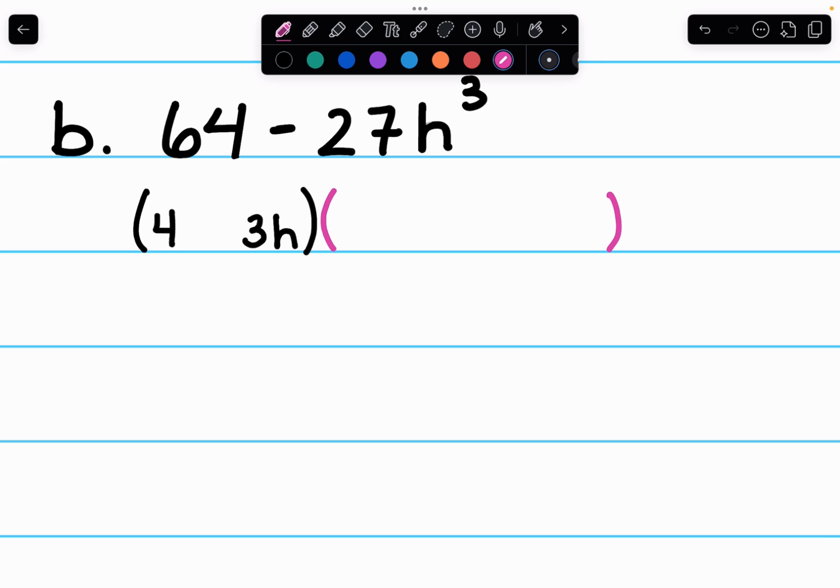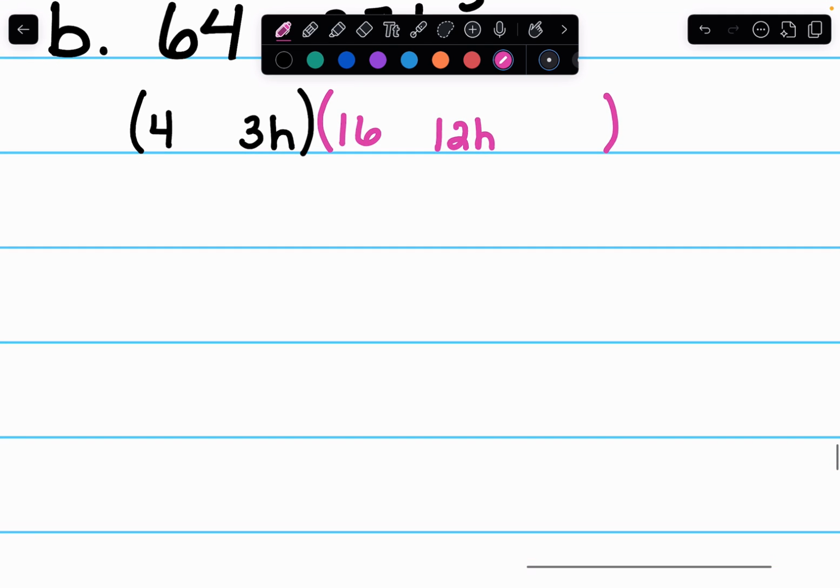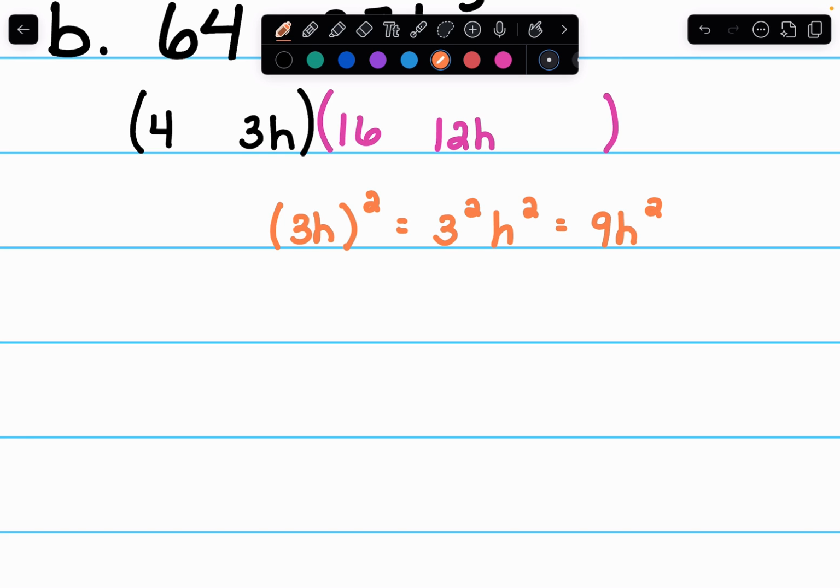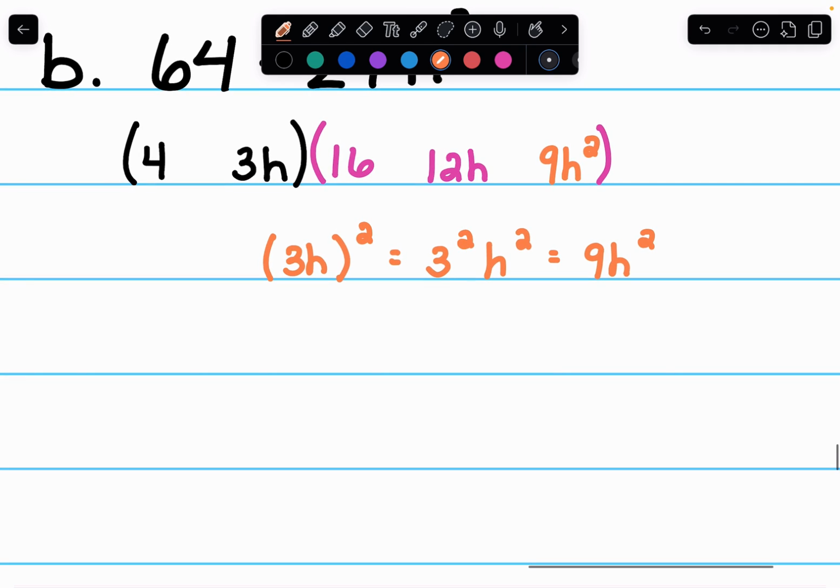I'm going to square the first. 4 squared is 16. I'm going to multiply together. 4 times 3h is 12h. I'm going to square the last, and we're going to be careful. I'm saying 3h, let me do a different color, 3h all squared. That means that 3 gets squared and h gets squared. So that is 9h squared. Okay? Don't make the mistake and forget to square the 3, okay?